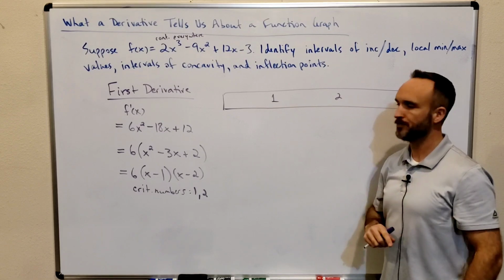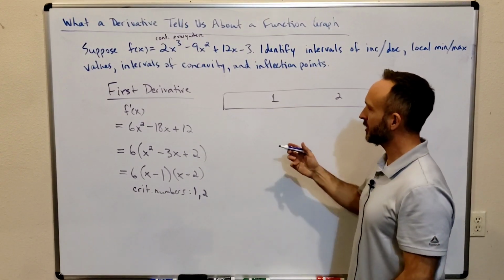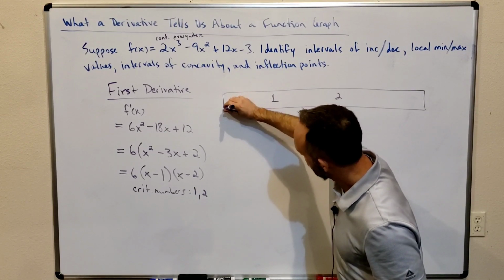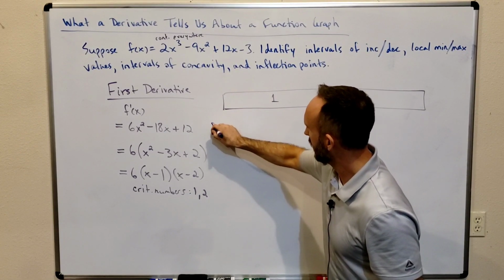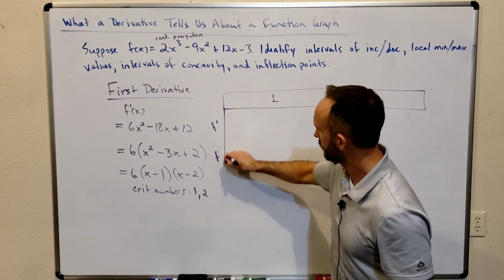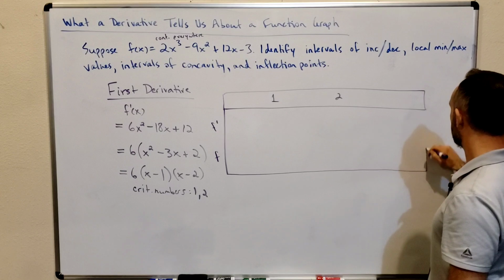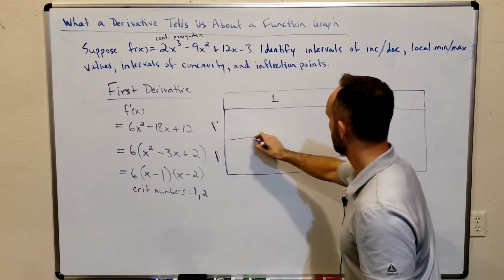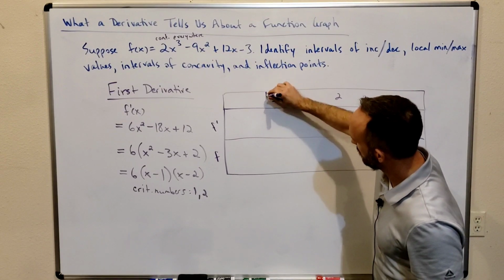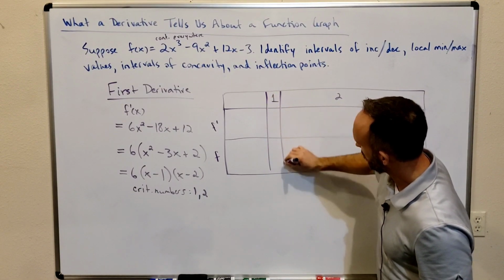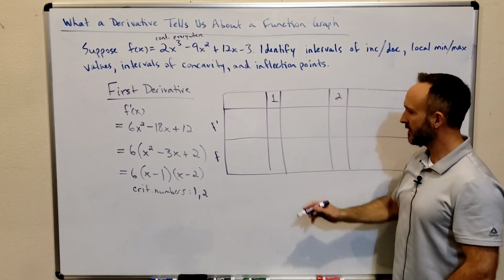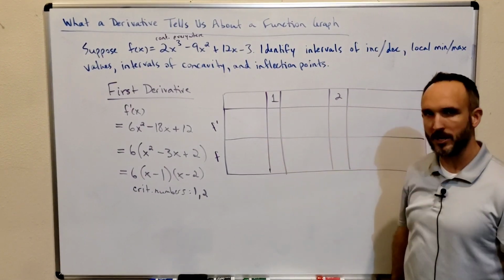1 comes before 2. Now, I'm going to create a table that has 3 rows. I'm going to have a row for f prime, and I'm going to have a row for f. I'm making those plenty big, so I've got plenty of room to write. And then I'm going to cut my number line at my 1, creating a column under my 1 and a column under my 2. This is just going to help me organize my information.